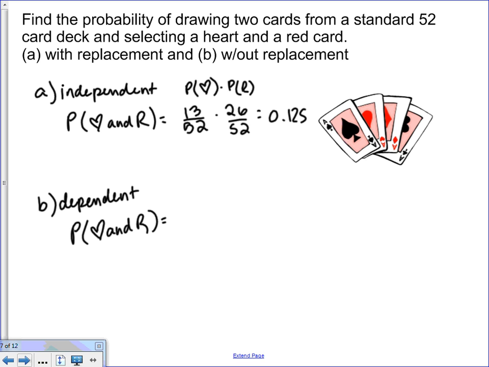Now, we have the same problem in part B, but now we know we're working with something that is dependent. So our first probability won't change. It will still be 13 out of 52 for pulling a heart. But now we need to work with the second probability, which is what's the probability we pull a red card given that we've already pulled a heart?